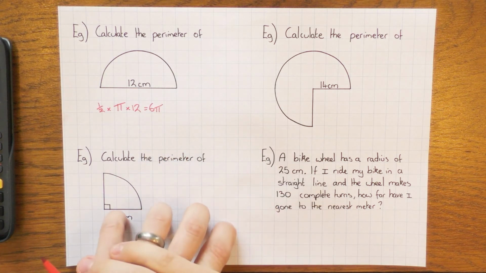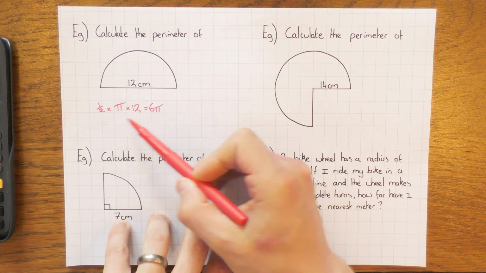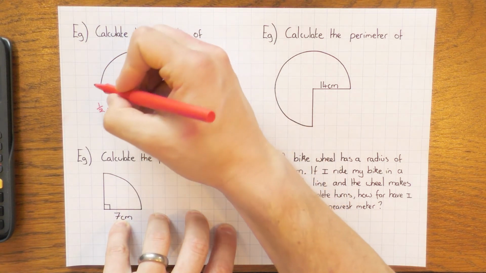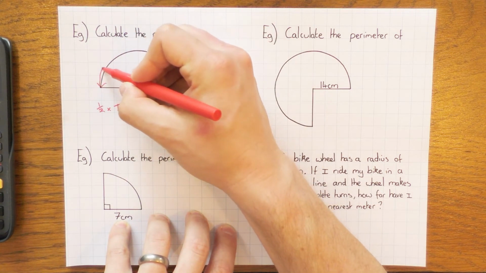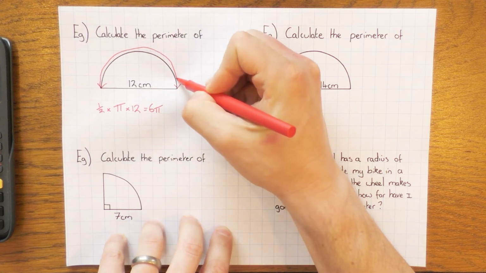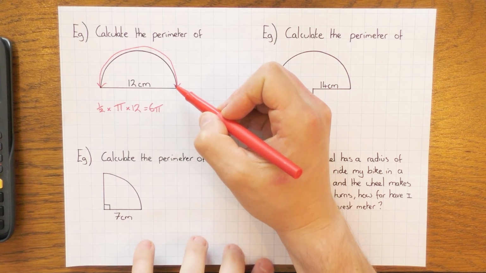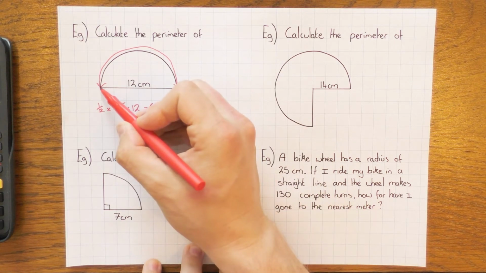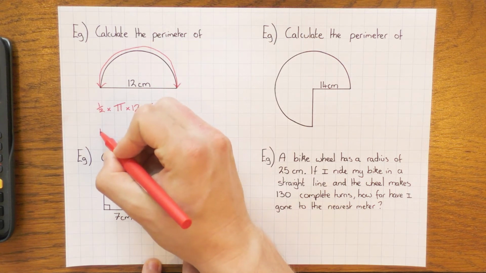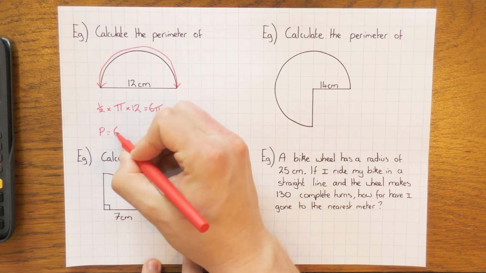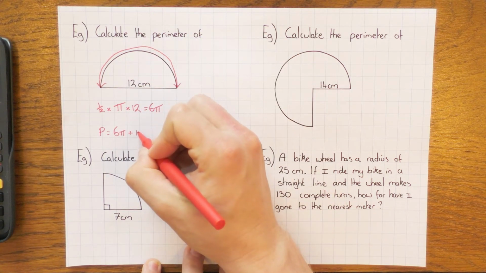Now what most people do is they leave it like that, but the question says work out the perimeter. All I've done is work out half the circumference, which is obviously part of the question, but that just tells me this length there, because it's half the circumference. What you must do and remember to do, and what most people forget to do, is then go back and add 12 because it wants the perimeter. So the perimeter is actually going to be 6 pi, which is half the circumference, plus 12.